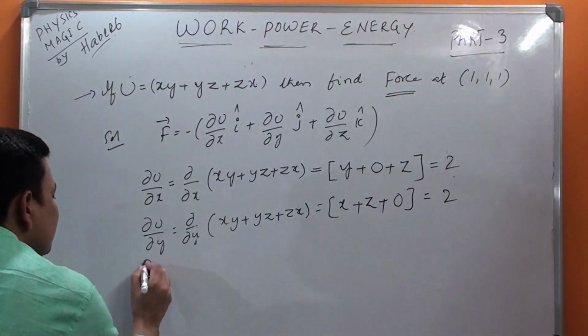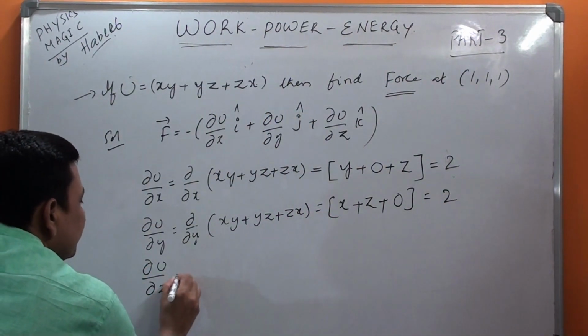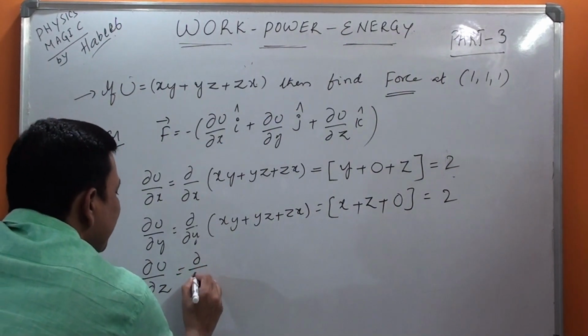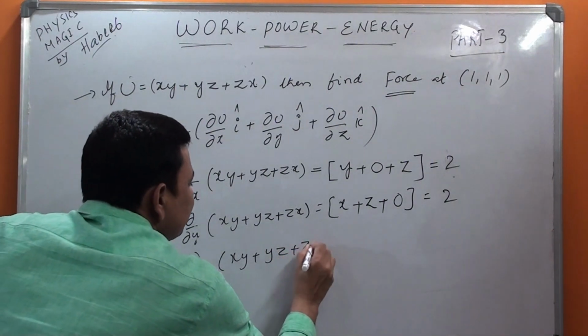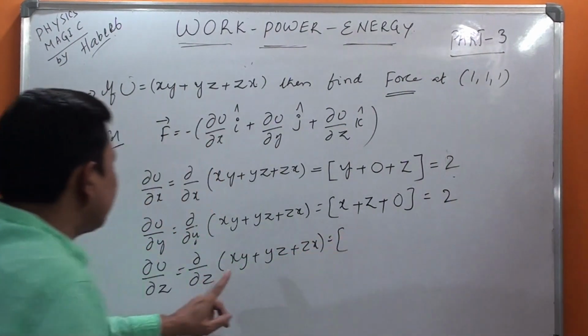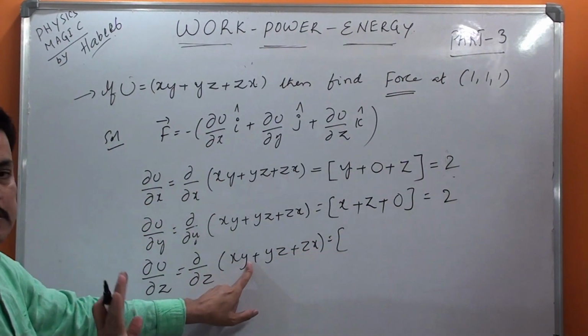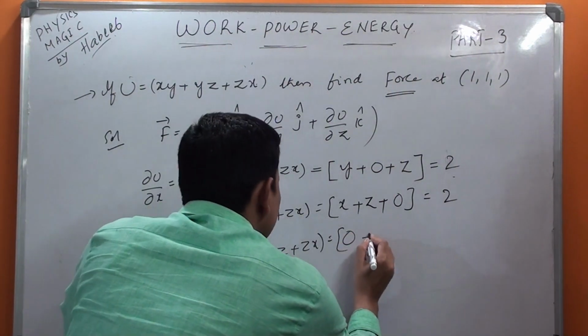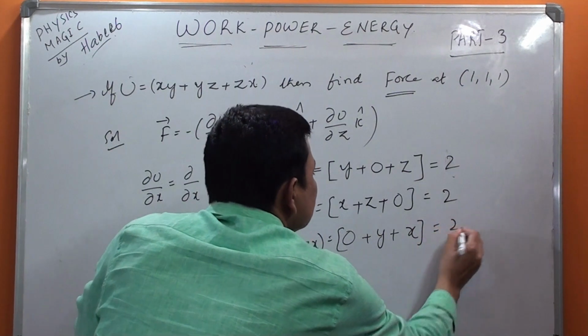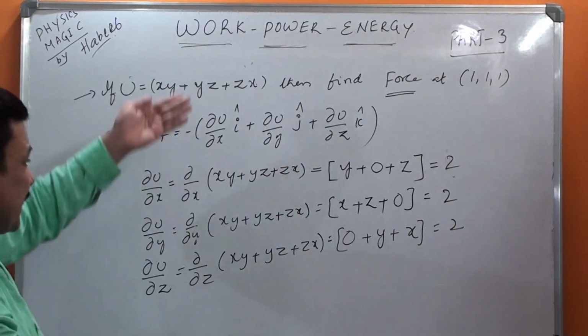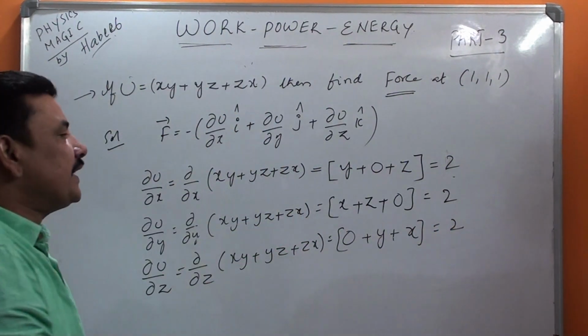Then the last one, dou U by dou z. Doing dou by dou z of xy plus yz plus zx, in xy there is no z term, so 0, then y, then x, so 2 again. Looking very lengthy, very difficult, but simple.